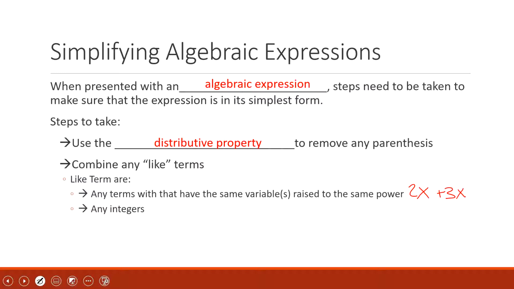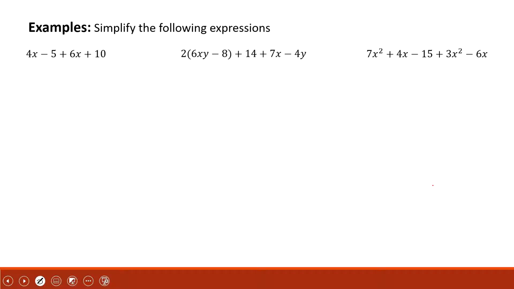If you see 2x squared plus 3x, then we can't do anything with those. We have to leave those alone because they're not like terms. We really don't know what x squared is because it's just some crazy number, so we can't combine those together. And then obviously we have just numbers hanging out. We want to combine those so it's just one number at the end of the expression. So let's take a look at some examples.